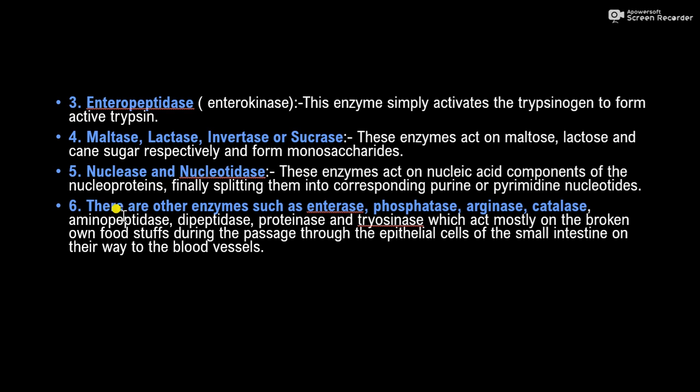The sixth type includes different enzymes such as enterases, phosphatase, arginase, catalase, aminopeptidase, dipeptidase, proteinases, and tyrosinase, which act mostly on the broken-down foodstuff during its passage through the epithelial cells of the small intestine on its way to the blood vessels.